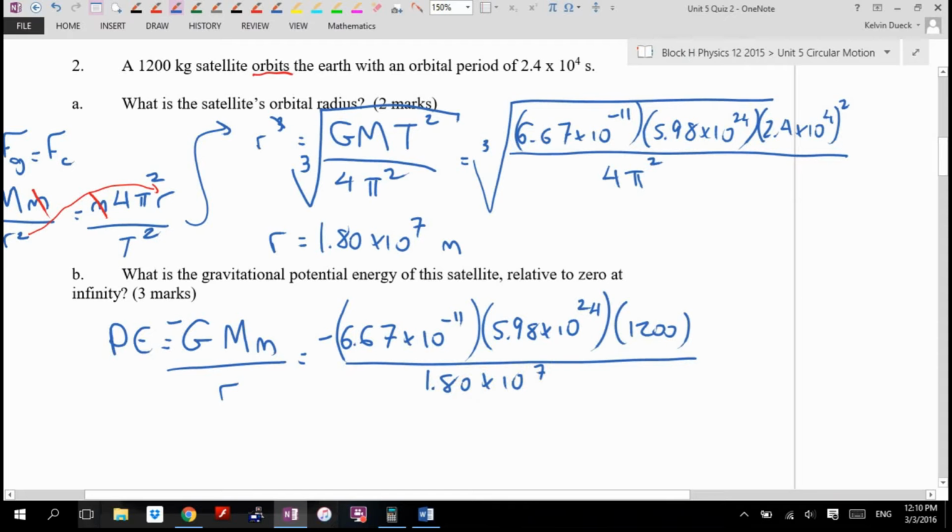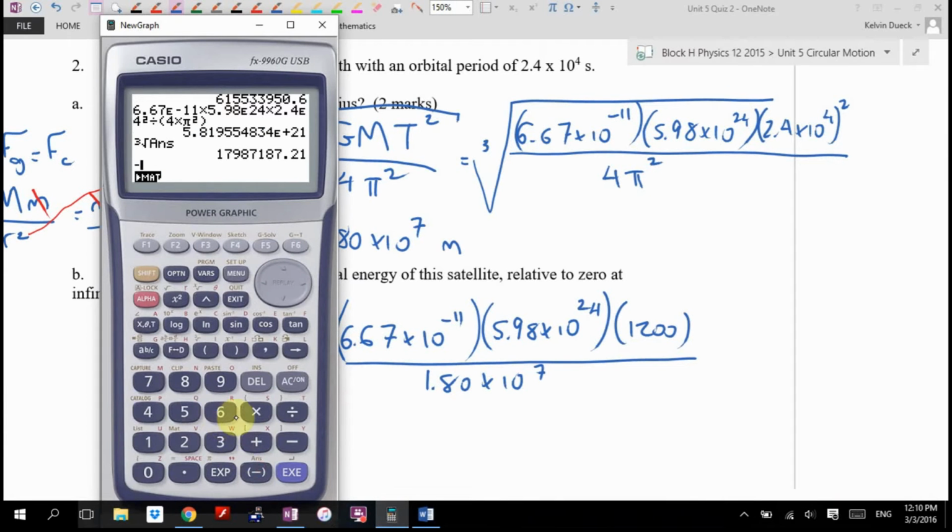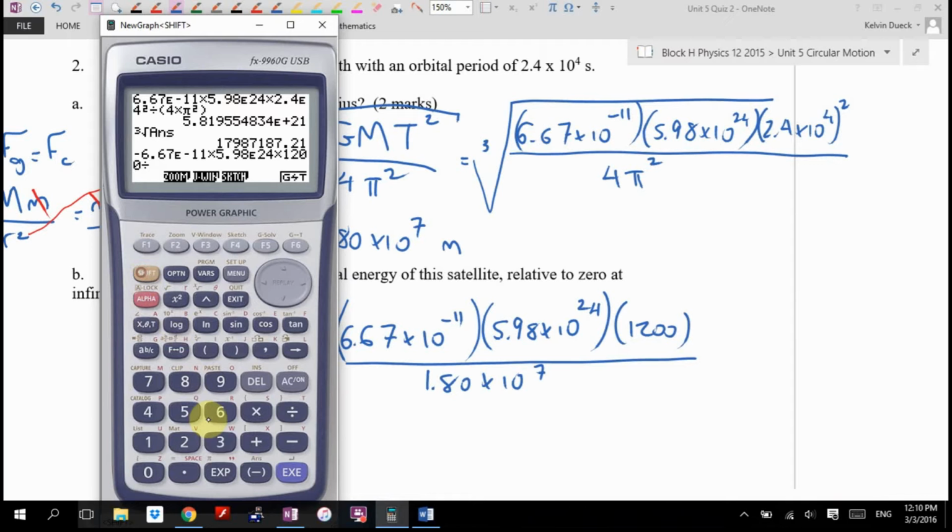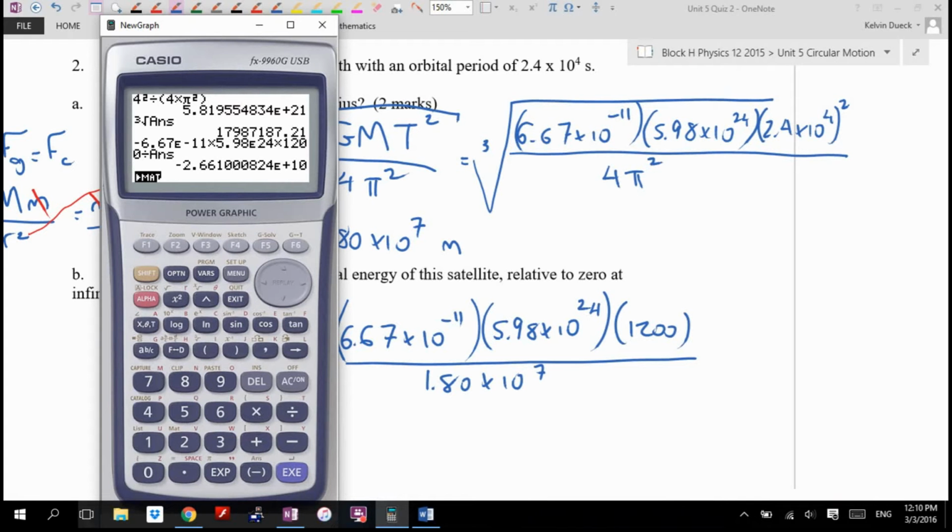I'm going to use my answer button. Negative 6.67 times 10 to the negative 11 times 5.98 times 10 to the 24th times 1200 divided by the answer button. Do you get negative 2.66 times 10 to the 10th Joules?